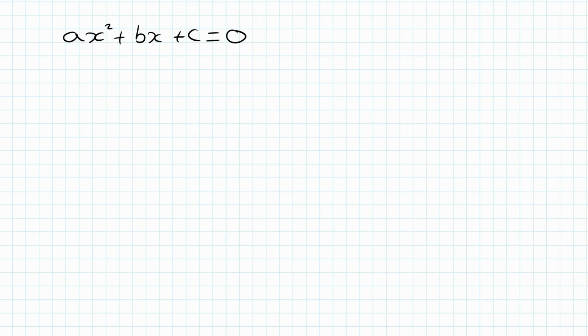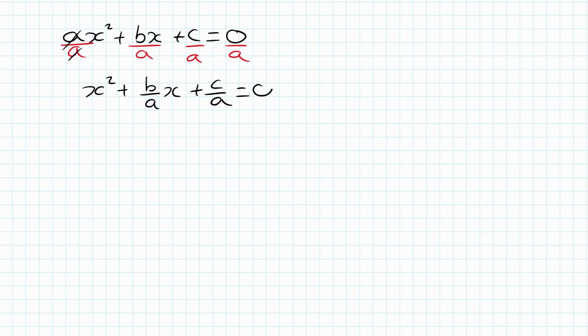To do this, I need to make the coefficient of x squared equal 1 first. So I divide this by a. Of course, I have to divide every term by a. So a over a becomes 1. So that is x squared plus b over a x plus c over a, which is equal to 0.